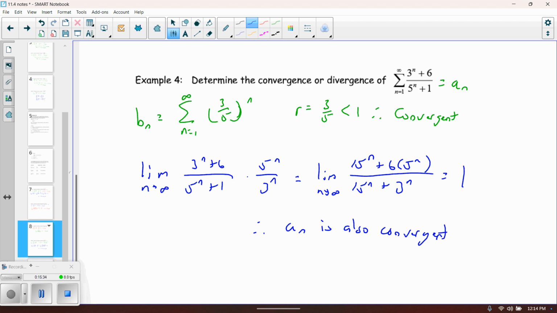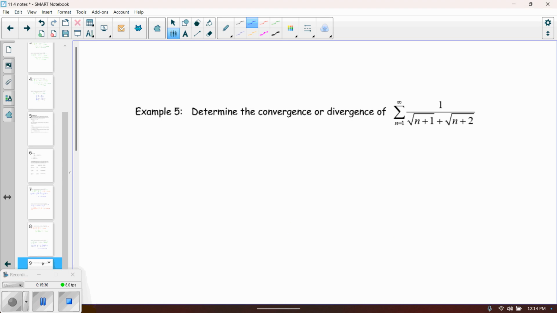All right, a couple more examples, and then we are done with the comparison tests. All right, so we want to determine the convergence or divergence of 1 over square root of n plus 1 plus square root of n plus 2. No way to split that one, so you can't split the denominators. You just have to take it as it is.